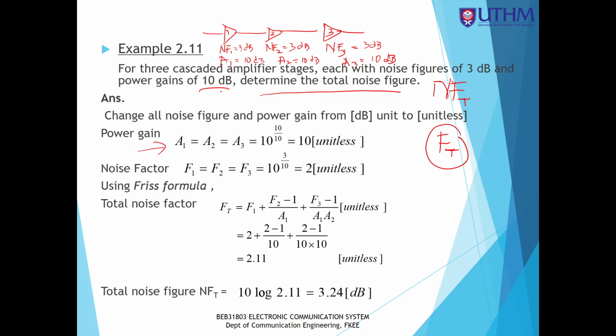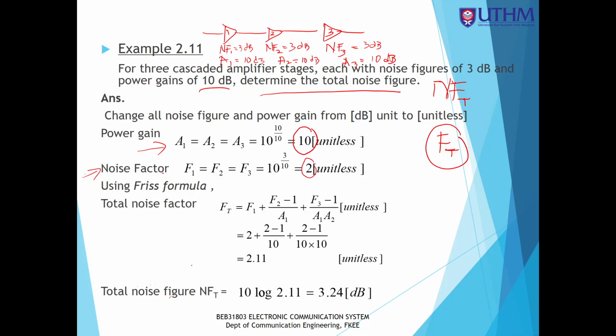So the anti-log of 10 dB, you will get 10. Okay, boleh cuba. So 10 you need to divide by 10, and then you do the anti-log. So anti-log of 1, you get 10. Okay, and then noise factor. If you do the anti-log of NF, you will get noise factor. So noise factor can be found by doing the anti-log of the noise figure. The given noise figure is 3 dB. Noise figure yang diberikan adalah 3 decibel. So if you do the anti-log of 0.3, you will get 1.995. So in this example, it has been rounded up to 2.